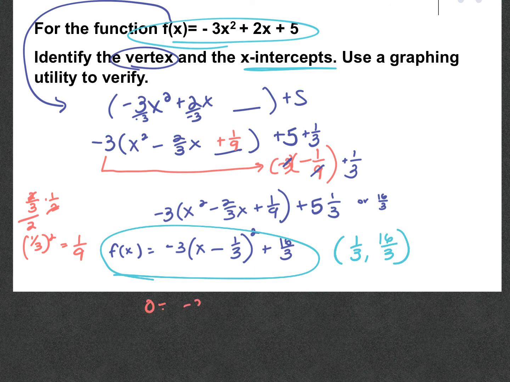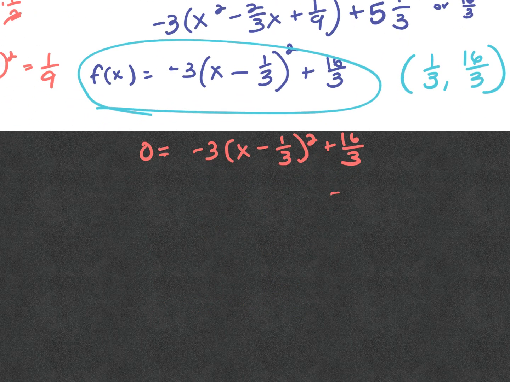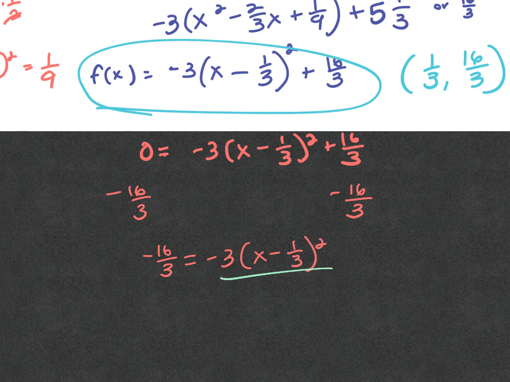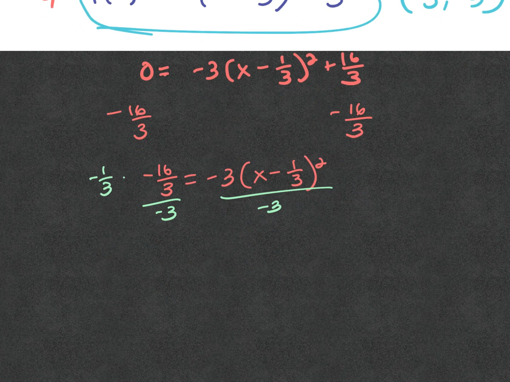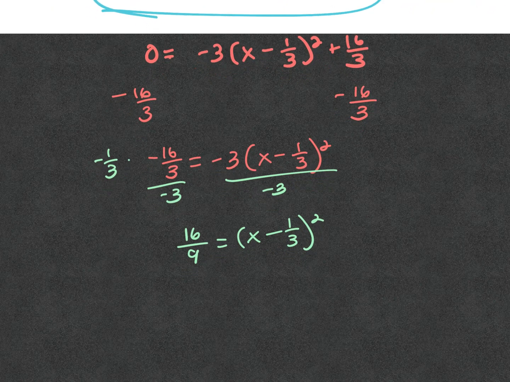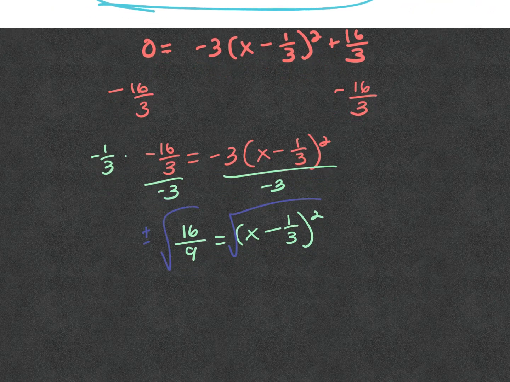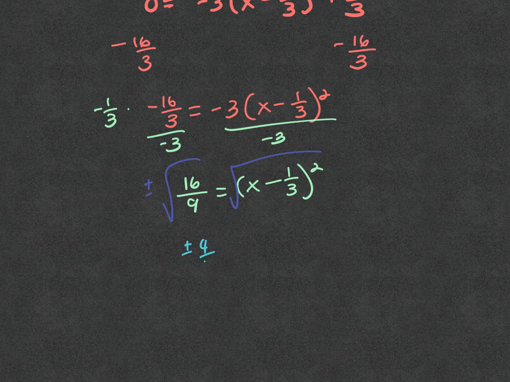So if this was 0, I'd subtract the 16/3. This is for the x-intercepts, and the y-intercept. It didn't ask for it, but you could find it. Divide by -3, which is the same thing as multiplying by a -3rd. I get 16/9. I square root both sides, putting a plus and minus in front of it. And then I'm solving it using even root because I made y 0. It asked for the x-intercepts.